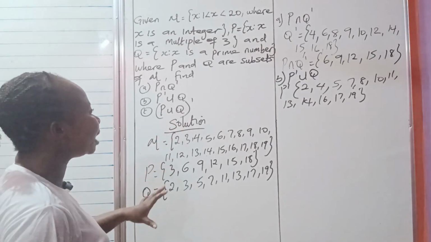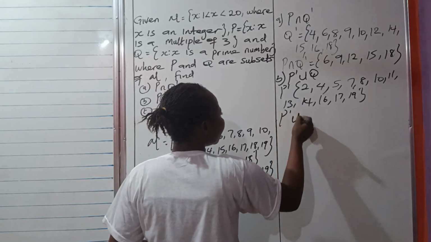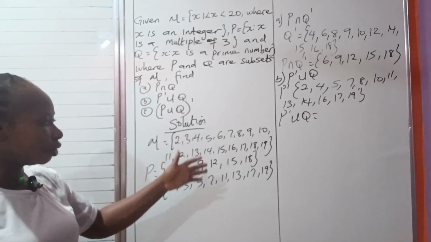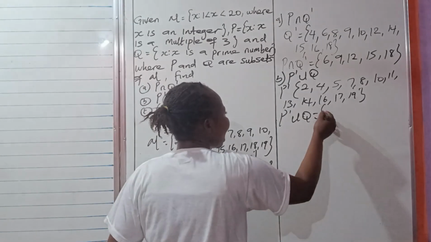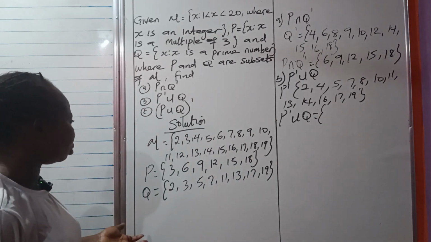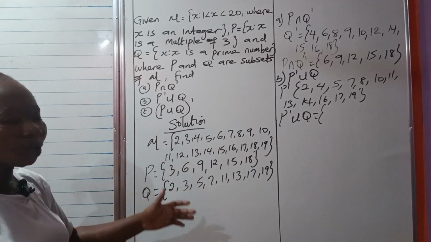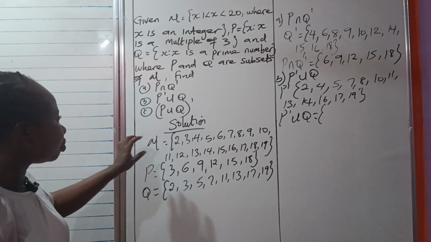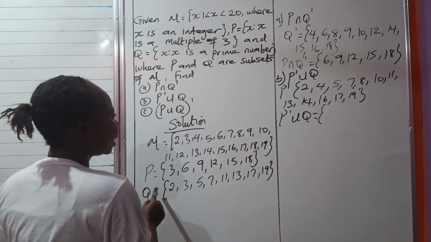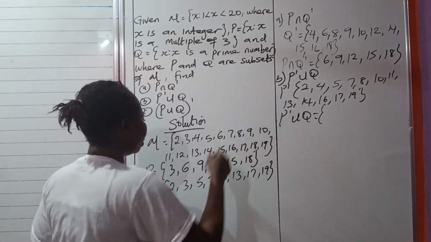So then we find the union. What do we mean by the union in sets? It means the combination of the elements of P prime and Q. Union, we match them together. That is the meaning of union. So P prime union Q. This is P prime and this is Q. So we are combining this and this together.